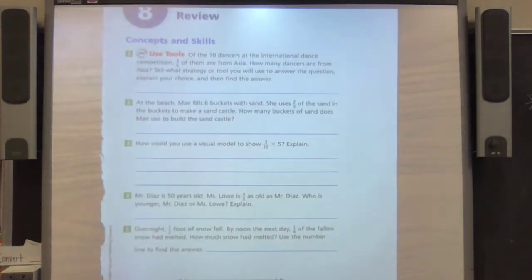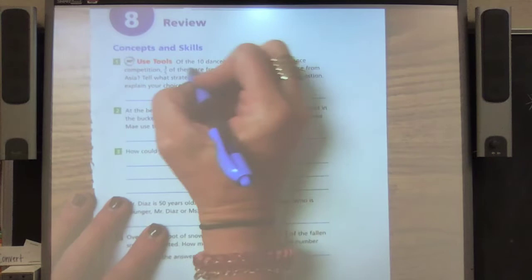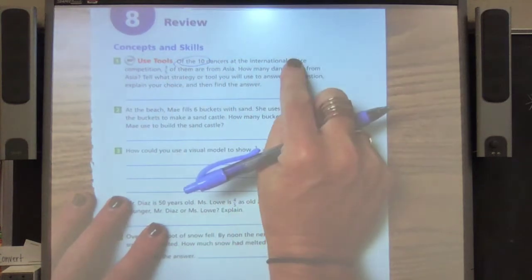The first one says, of the 10 dancers at the International Dance Competition, 3/5 are from Asia. How many dancers are from Asia? Tell the strategy or tool you'll use, explain, and find your answer. Okay? So, of the 10. So, there are so many ways you could do this.